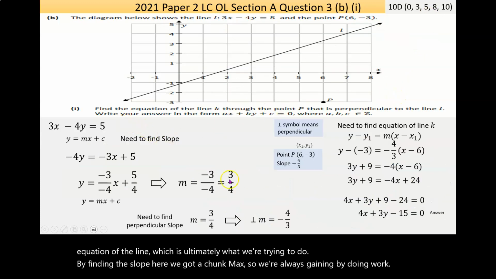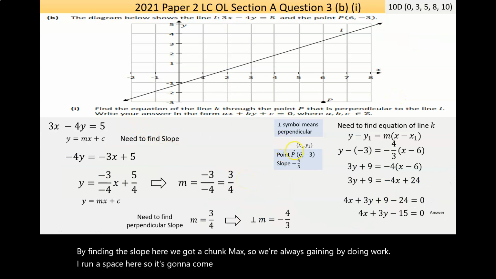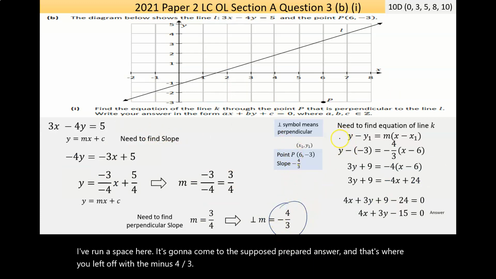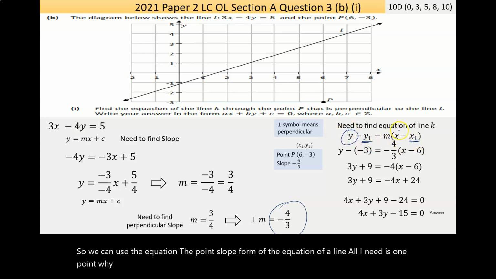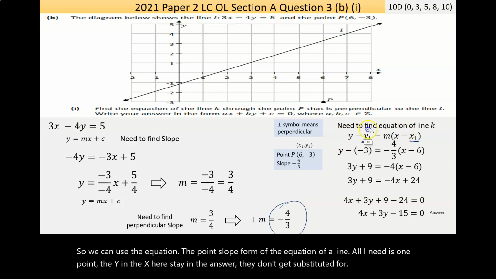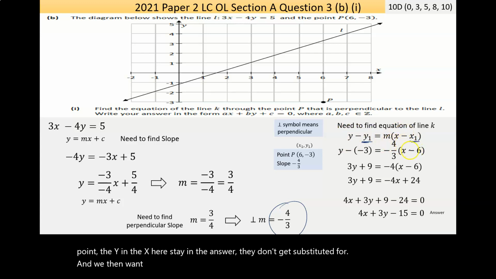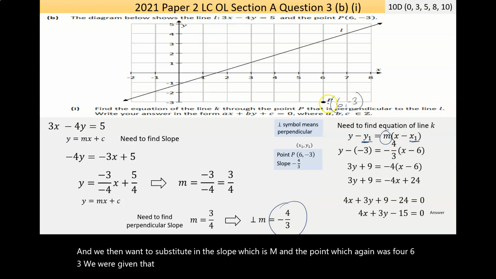Now I've run out of space there, so it's going to come to the prepared answer, and that's where I left off with the minus 4 over 3. So we can use the point slope form of the equation of a line. All I need is 1 point. The y and the x here stay in the answer, so they don't get substituted for. And we then want to substitute in the slope, which is m, and the point, which again was 6, minus 3. We were given that in the question.